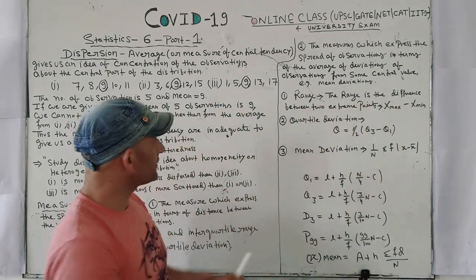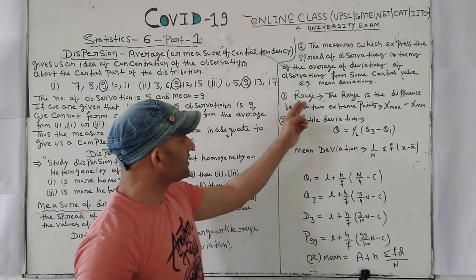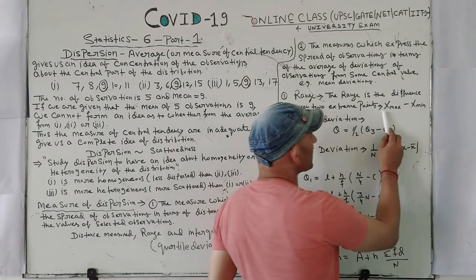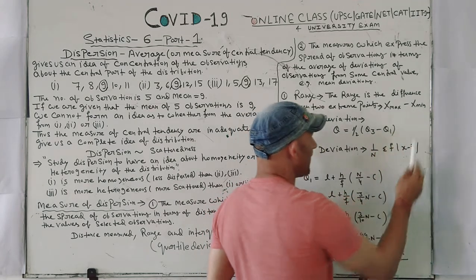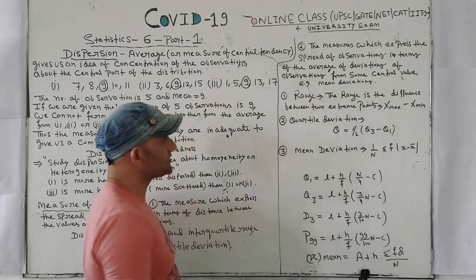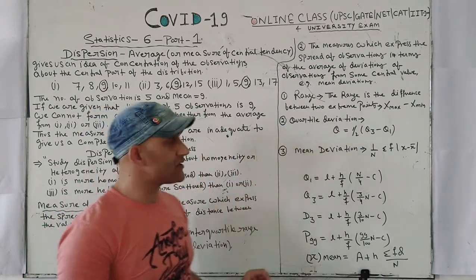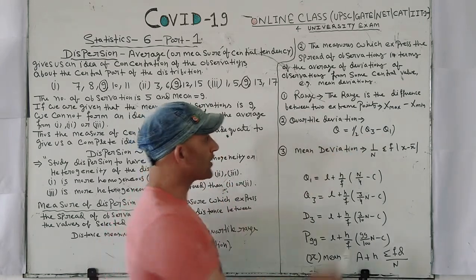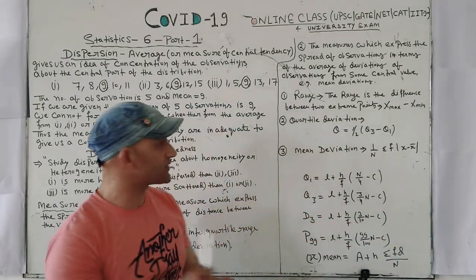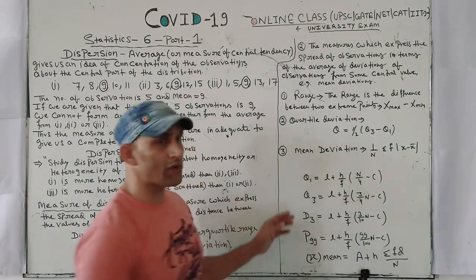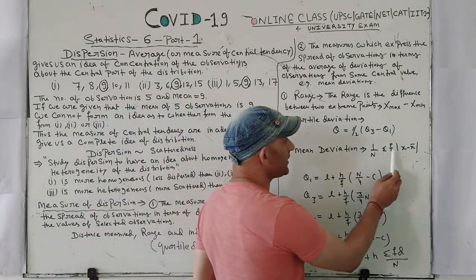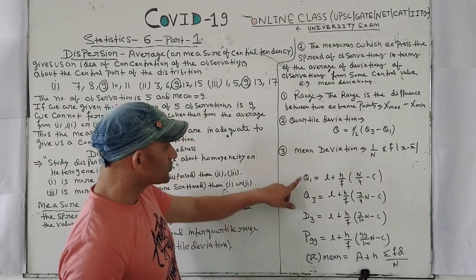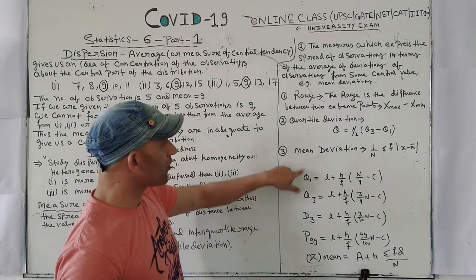So how to find it? Range means the difference between the two extreme values; you subtract the minimum value from the maximum value. And how to find the quartile deviation? You will use this formula: Q is equal to 1 upon 2 (Q3 minus Q1). What is Q3? What is Q1? Already we have explained. Now the mean deviation, how to find it? 1 upon n sigma f into the modulus of x minus x bar. X bar is the mean.